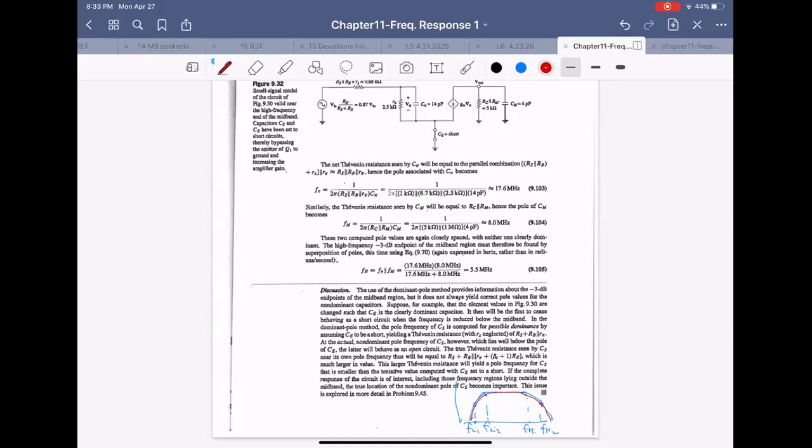So the bandwidth is not this one. Bandwidth, FL1 plus FL2, is maybe around here. This is parallel, slightly below that. This is the bandwidth.